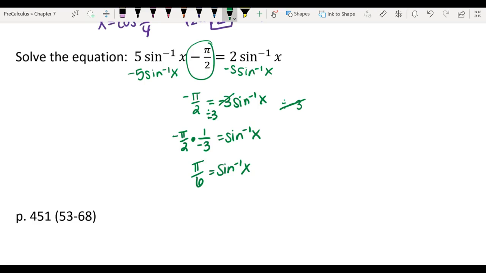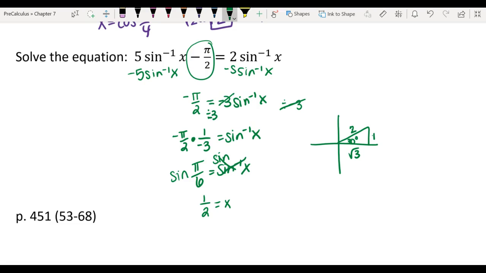At pi over 6, what does sine equal? So pi over 6 is a 30-degree angle, meaning this is 1, 2, and this side is square root of 3. So what's the sine of pi over 6? It'd be 1 over 2. Okay?